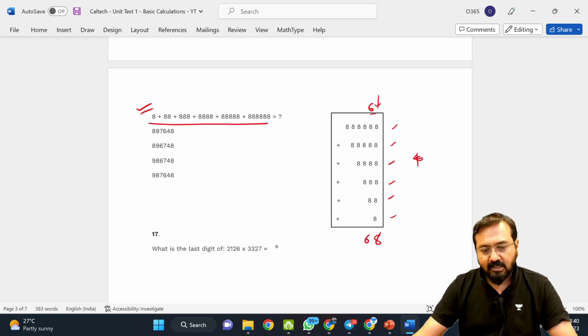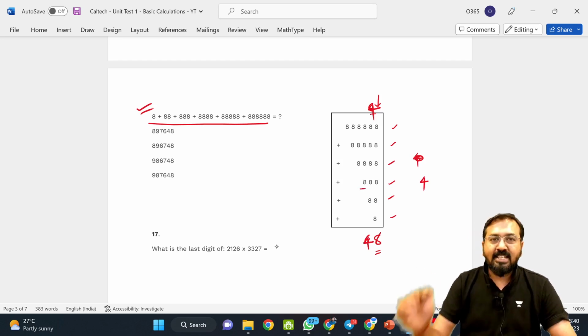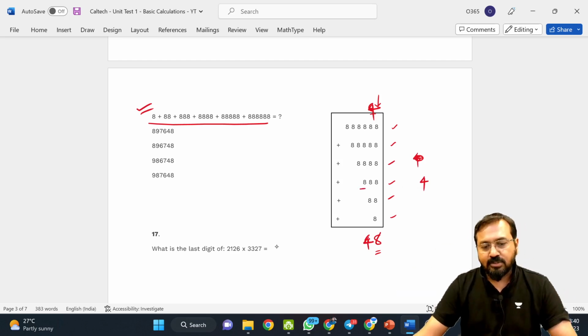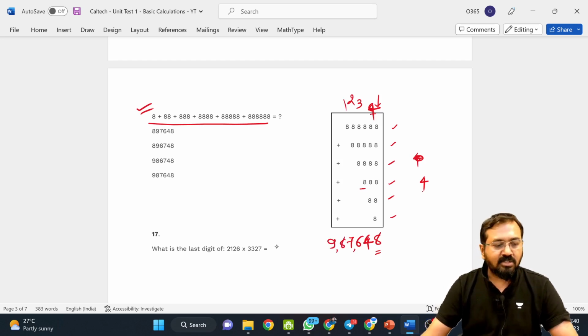Guys, I have committed some mistake. Right. 8 sixes are 48. 8 over here, 4 is my carry. 8 fives are 40 plus 4, 44. So 4 over here, 4 is my carry. Then 8 fours are 32, because each time one 8 will get reduced. So 8 fours are 32 plus 4, 36. 6 over here, 3 is my carry. 8 threes are 24 plus 3, 27. 7 over here, 2 is my carry. 8 twos are 16 plus 2, 18. 1 is my carry. 8 plus 1, 9. So it's going to be 9,87,648.